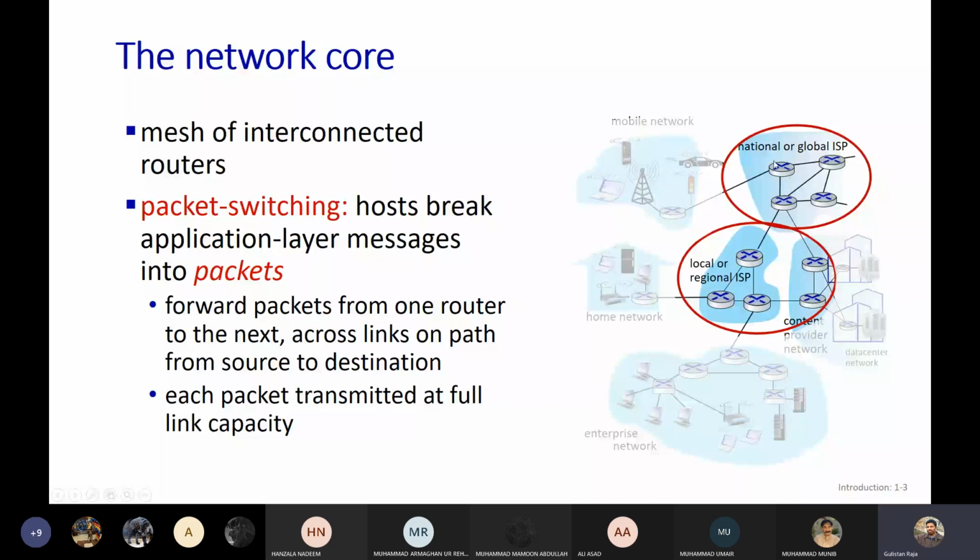Basically it will decide which interface it should use so that the incoming packet reaches the destination. So this is an important job of a router, and the core device in your core network is basically a router. Each packet is transmitted at full link capacity because direct links are there, so each packet is transmitted at whatever the link capacity is. Full capacity is used to transmit the whole packet. Have a look at it, and if you have any question, you are welcome to ask.